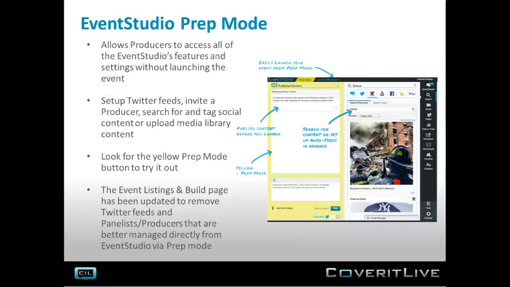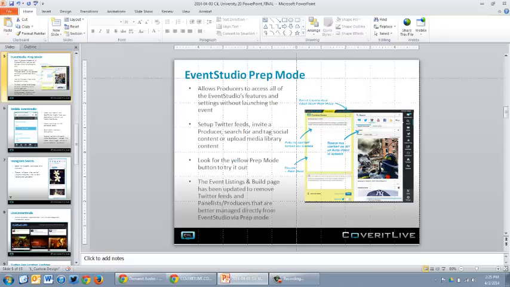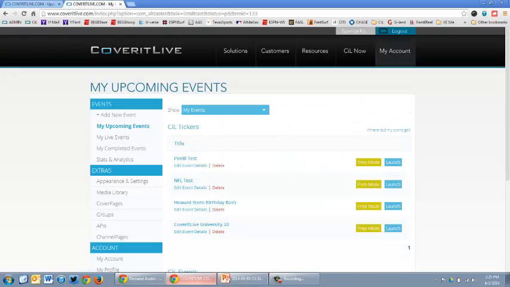So the EventStudio Prep Mode allows producers to access all of the EventStudio's features prior to actually beginning your event. You can set up Twitter feeds, invite a producer or a panelist, and search for and tag social content. You can even upload content to your media library. Just look for the yellow Prep Mode button to try it out. We've eliminated a lot of the setup features from the listings and build page, and I'm going to hop in there now and show that to you.